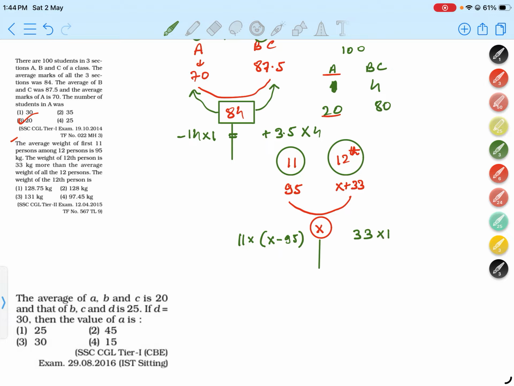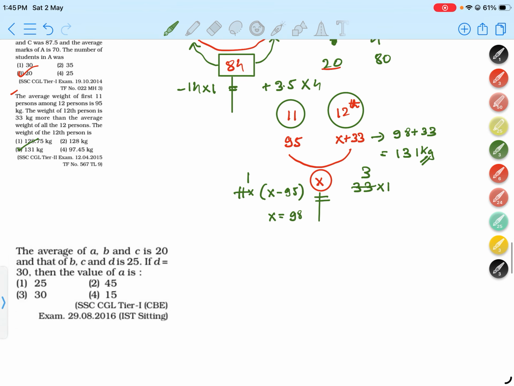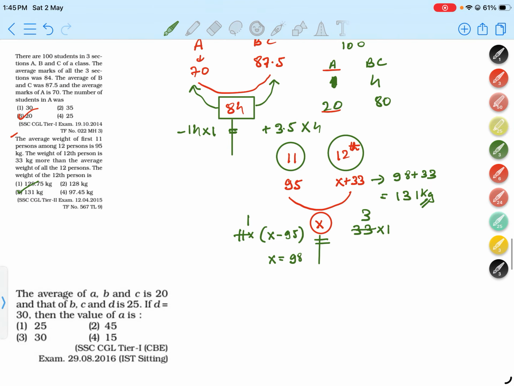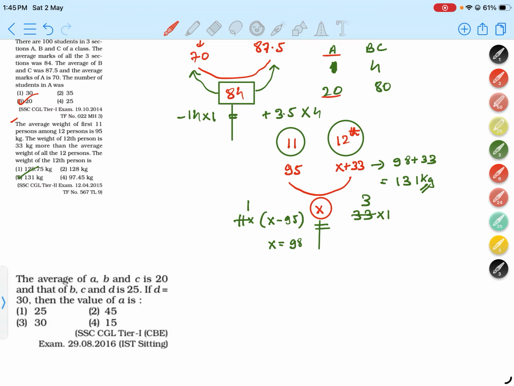1 unit. Now since in case of deviation these two must be equal, 11 into x minus 95 must be equal to 33 into 1. 11 ones are 11, 3 ones are 3, solving it we get x as 98, so the weight of the 12th person will be 98 plus 33, which will be equal to 131 kgs. So the correct option will be option number 3, 131 kg.